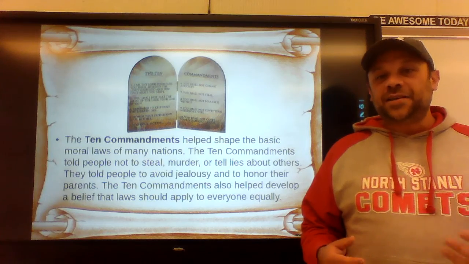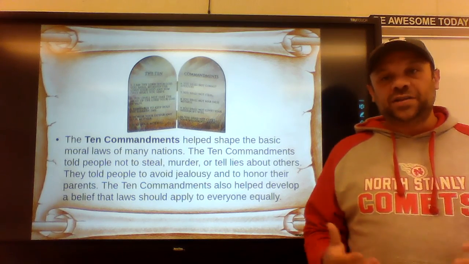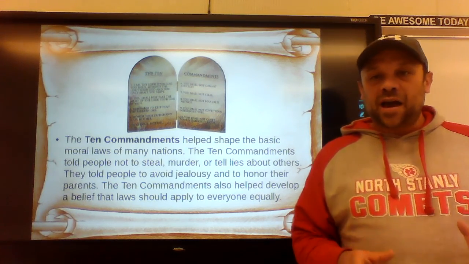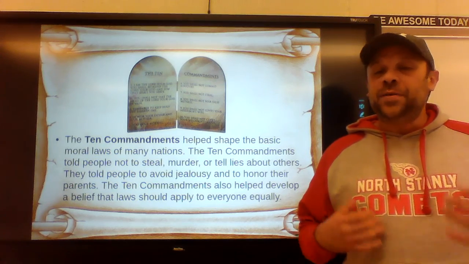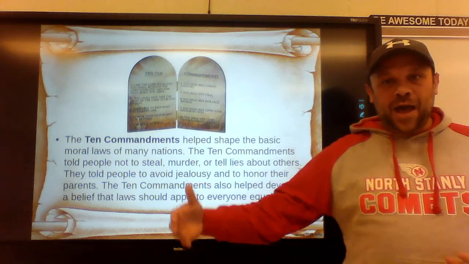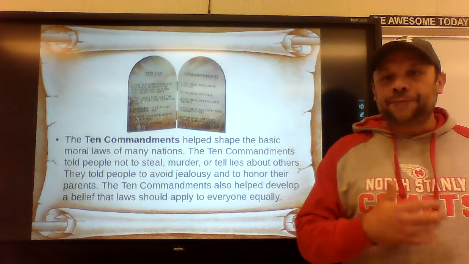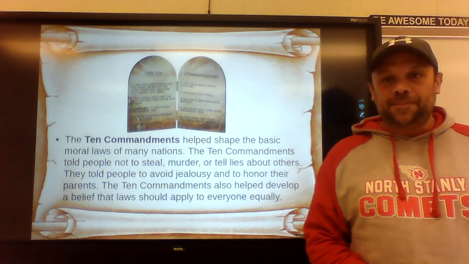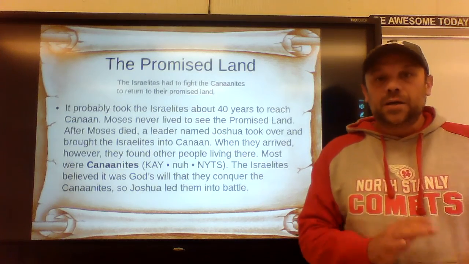And again, it's because the law did not, at least according to the Hebrew Bible, the law did not come from man. Humans didn't come up with the law. They didn't invent this law. The law came from God. And because it came from God, everyone had to follow it equally.